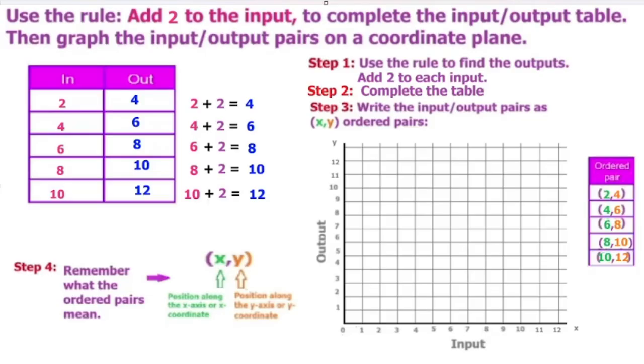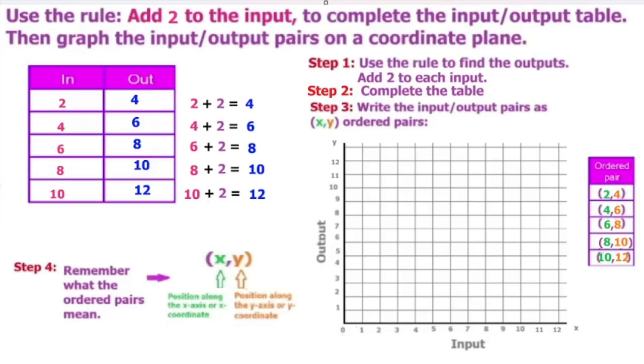Okay, so now these are the ordered pairs, and we write them in this table as ordered pairs. So we have 2, 4. And then we have 4, 6. And then 6, 8. 8, 10. And then the last one is 10, 12.